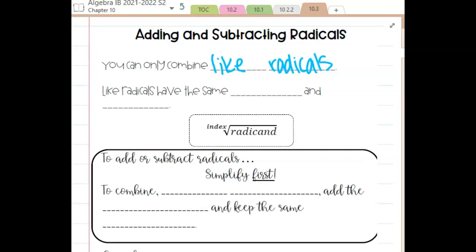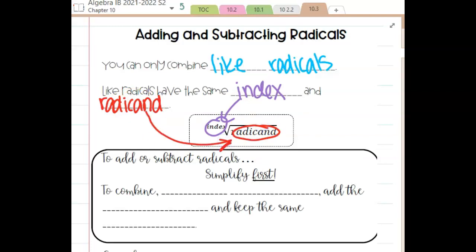So like radicals are going to have the same index. We talked about the index last week. The index is going to be the number on the outside of the radical. If there's not one there, remember it defaults to a 2 and it is a square root, which is what we're going to see today, they're all going to be square roots. But just in case, they have to have the same index and they have to have the same radicand. Radicand, which is a word that we maybe haven't heard before, is the number or expression under the radical.